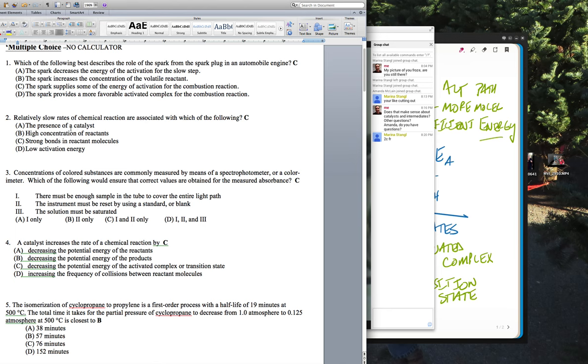If it's slow, we know that A is not possible because a catalyst would increase the rate of a reaction, because more reactions would have sufficient energy. If there was a high concentration, that would increase the rate of a reaction. And D, a low activation energy means that more molecules are having it. So A, B, and D are not the right answer because all three make for a higher reaction rate. So C is the right answer because it's strong bonds. The converse would be that relatively high rates of a chemical reaction are associated with weak bonds in reactant molecules, because they're easier to break apart or start your reaction. So that's why number two, C, was correct. Does that make sense? Yeah, thanks. Okay, sure.